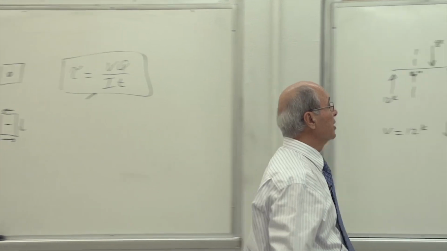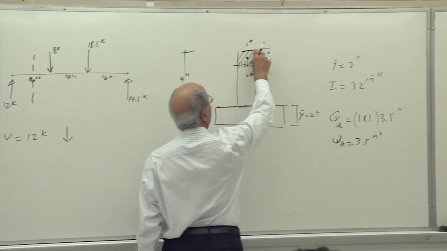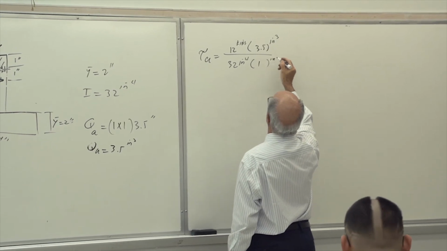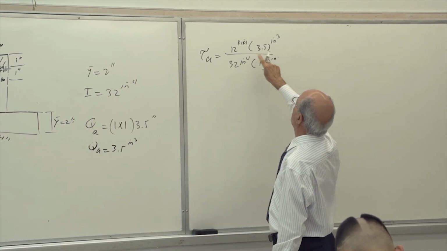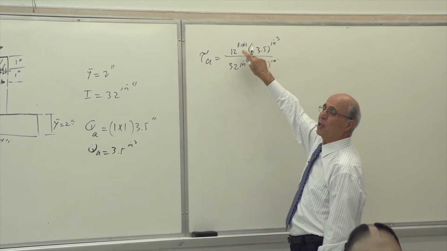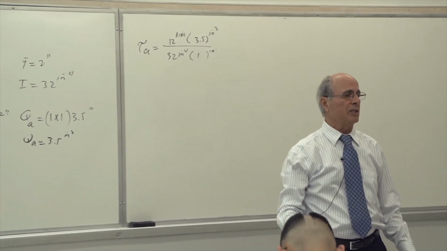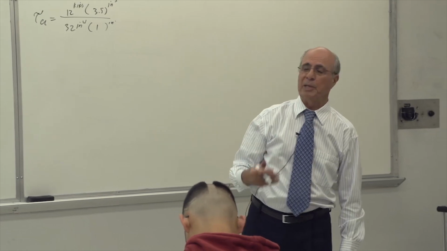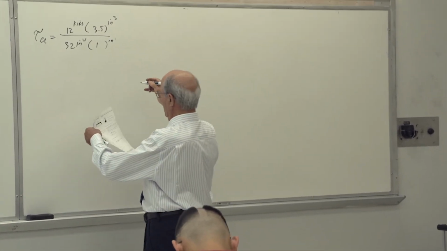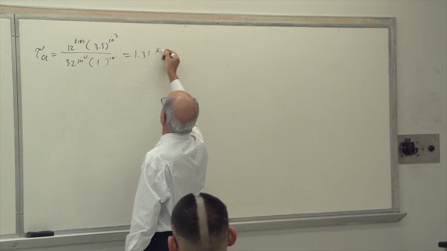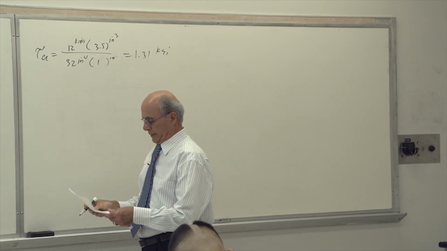Is that correct or not? This one inch, not that one. So therefore, times 1 inch. So that is inch to the power of 5 over inch to the power of 3. The result is kips over inch squared, which is the unit of stress, KSI. Is that correct? Kips per inch square, which becomes equal to 1.31 KSI. Okay?